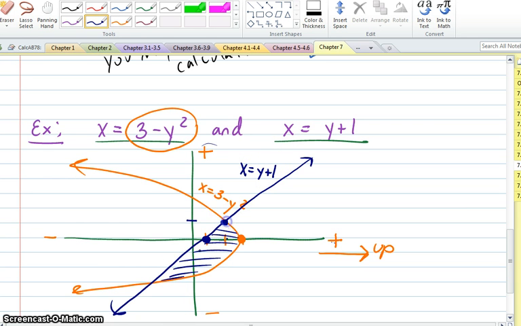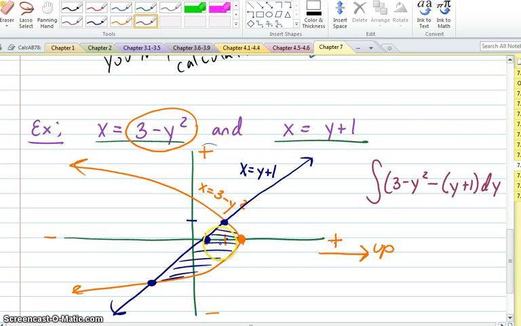We need to find this point and this point. With the graph sideways, you might realize that we want to do it this way because the orange function, 3 minus y squared, is always on top of the line. So I'm already thinking I want to set my integral as the top function, the parabola, when looking at it sideways, minus the line.